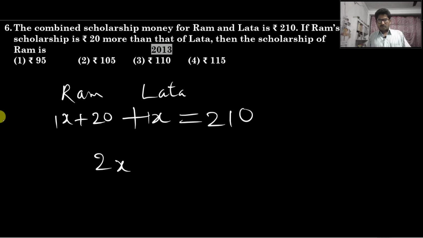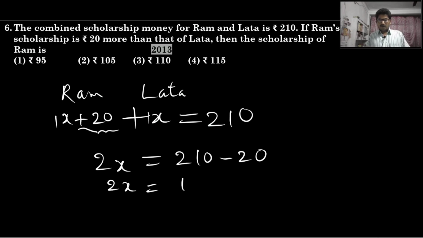plus 20. We have to transpose this 20 from left to right. 210 minus 20. Plus quantity becomes minus quantity. So 2x is equal to 210 minus 20, 190. X is equal to: 2 ones are 2, 2 nines are 18, 2 fives are 10. So X is equal to 95 rupees.